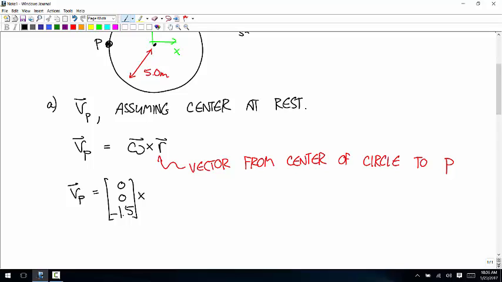And now we need a vector going from the center of the circle to P. It has a magnitude of 5 meters, and it's going in the negative x direction. So negative 5, 0, 0. Take that cross product, and you get 0, positive 7.50. At first you look at it, cross product, and think it's a negative, but then remember y always has to be a little bit weird. And this is meters per second.